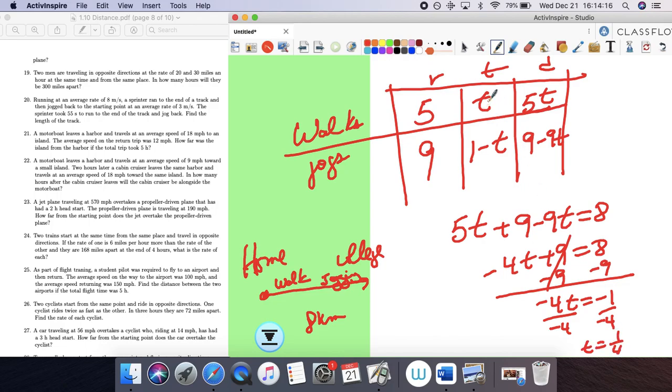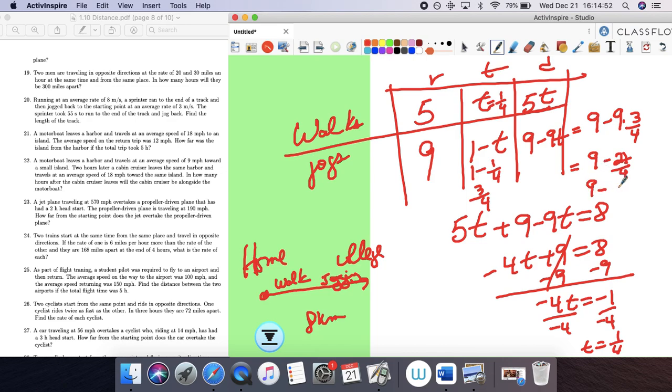So he walks 1/4 of an hour, or 15 minutes, which means 1 minus 1/4, he spent 3/4 of that time jogging. So what's the question? How far does the student jog? To find out, you can substitute over here, right? So we get 9 minus 9, and he spent 3/4 of the time jogging. So that equals 9 minus 27 over 4, which I'm going to change to an improper fraction.